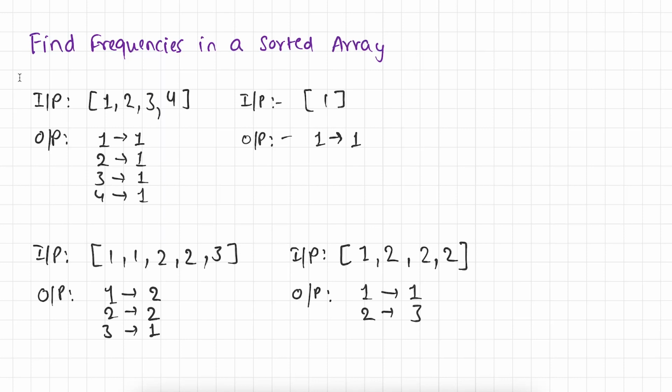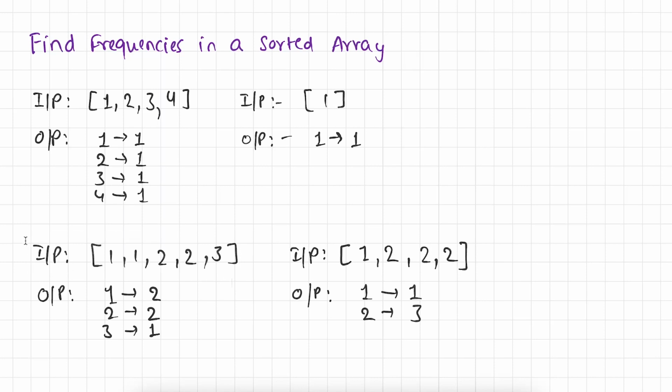In the first example, the array is given as 1, 2, 3, 4 and you can see that all elements are distinct. So the output of this input is 1 1, 2 1, 3 1, 4 1, which means all the elements are present only one time. In the next example, only one element is present in the array. So the output of this input is 1 1. It means one element appears only one time.